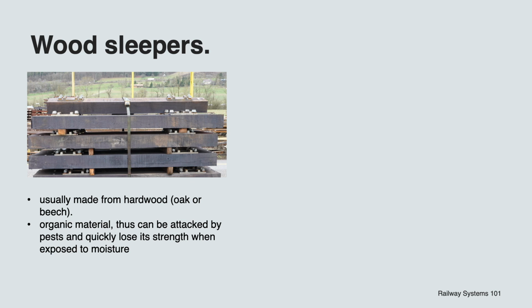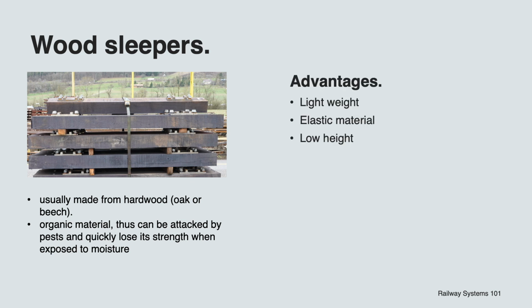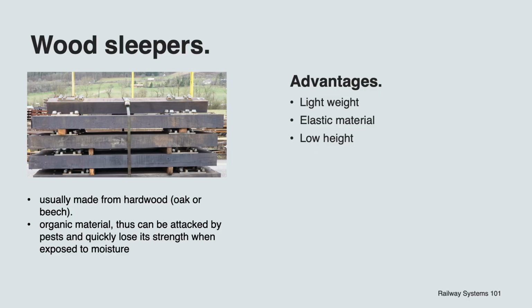They present a few advantages. Lightweight: wood sleepers weigh, for example, between 80 and 120 kilograms, which makes them easy to be replaced and handled without the need of heavy machinery. Elasticity: because wooden sleepers are elastic, they dampen vibration and reduce the wear on the ballast. Low height: compared, for example, to concrete sleepers, wood sleepers give some additional centimeters of clearance, which can be useful in tunnels or on bridges.